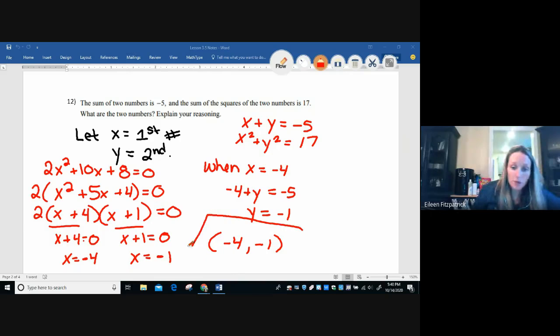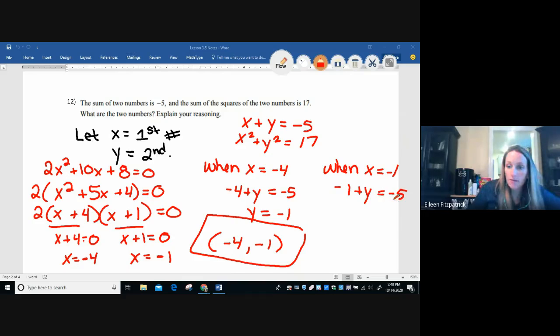That's one answer option. Now, when x equals negative 1, because that was the other answer we got, we got to figure out what y is equal to. I'm going to use the same equation here. So negative 1 plus y equals negative 5. Add 1 to both sides, and you're left with y is equal to negative 4. So when x is negative 1, y is negative 4.